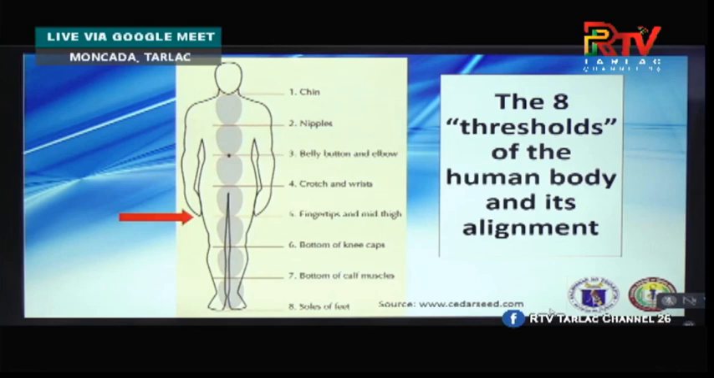About 5 heads down from the top of the figure are the fingertips, lined up with the mid thigh, or the femur, or the upper leg bone. About 6 heads down from the top is the kneecap. About 7 heads down from the top is the bottom of the calf muscles. And lastly, the bottom of the feet.